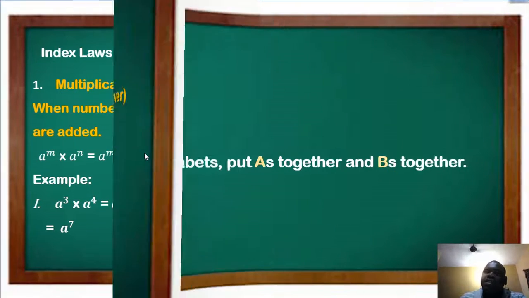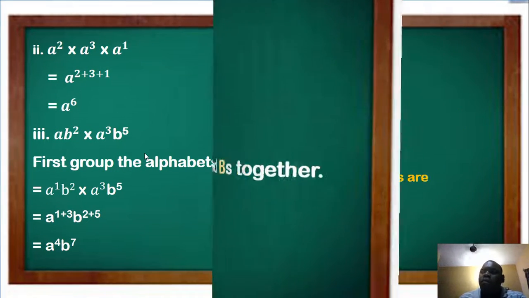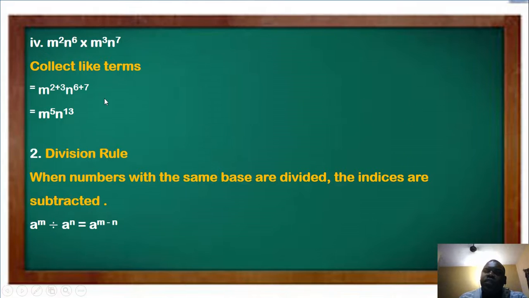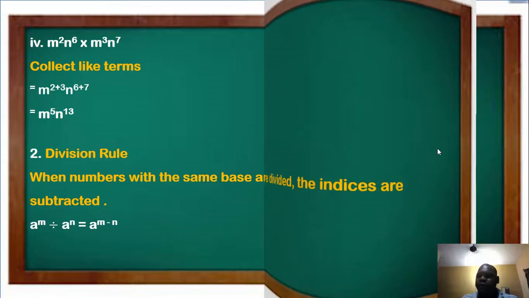We also looked at the division rule, which says when numbers with the same base are divided, indices are subtracted, compared to the multiplication rule where they are added. For division they are subtracted. So for example, a raised to power m divided by a raised to power n is equal to a raised to power m minus n.